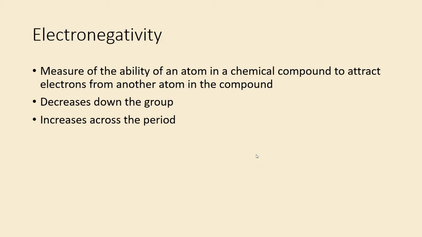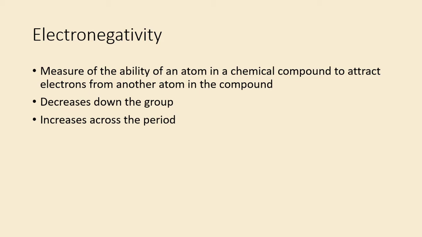The increase across the period should be pretty obvious. My Z effective is higher, so I'm going to want to try to pull electrons to me to balance that out. So I'm going to try to pull electrons away from other atoms to do that and make that Z effective smaller, because that atom essentially wants to have a full octet shell, but also it wants to have a relatively weak Z effective.